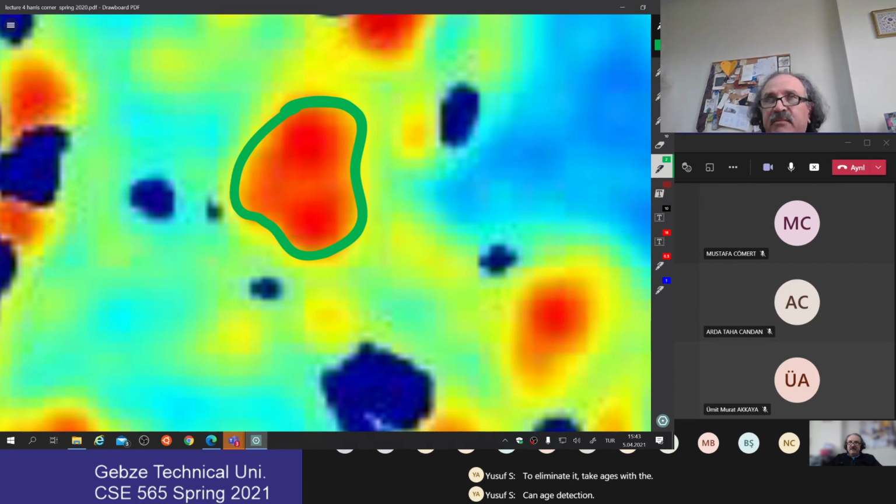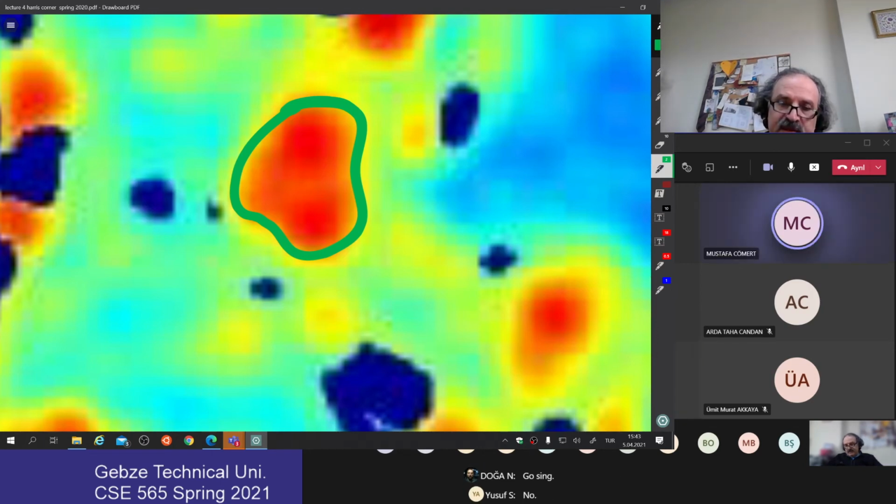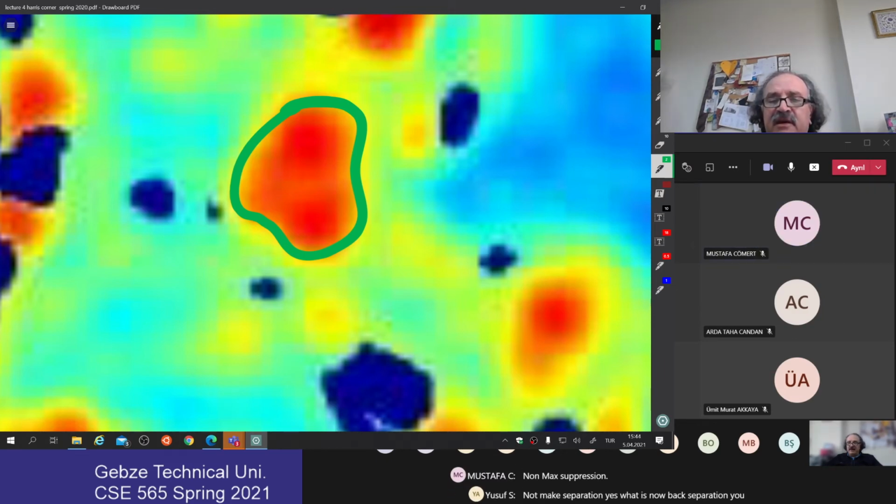What was the name of that step? Eliminates the thick edges. Gaussian? No. Non-max suppression, yes. What is non-max suppression? You compare yourself with the pixels around.